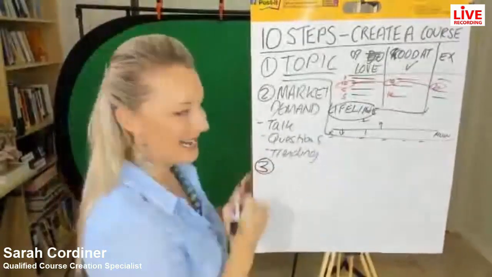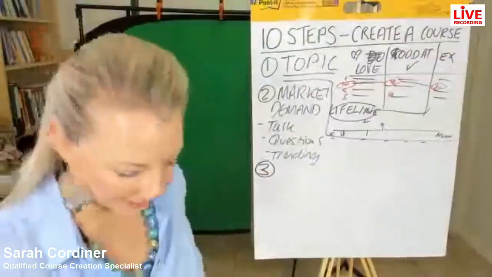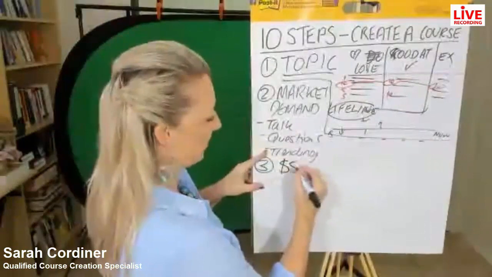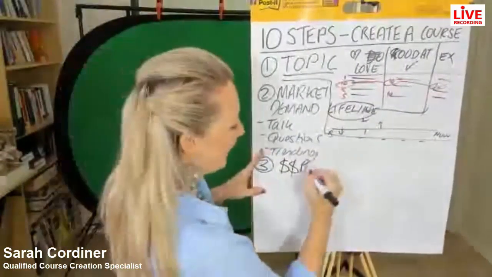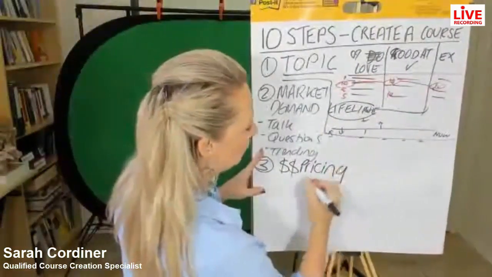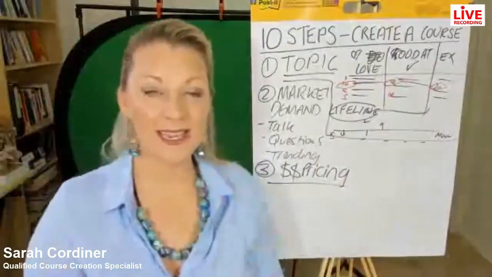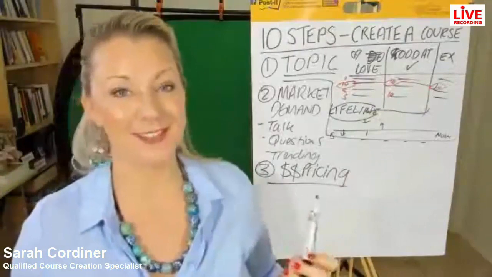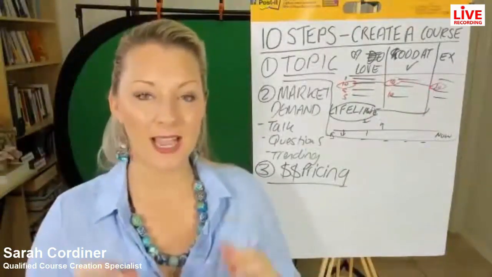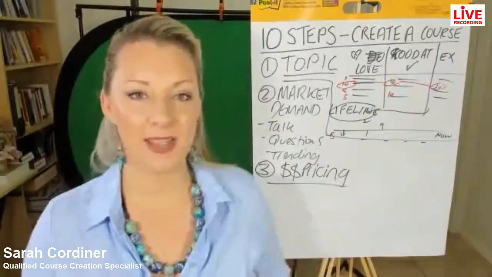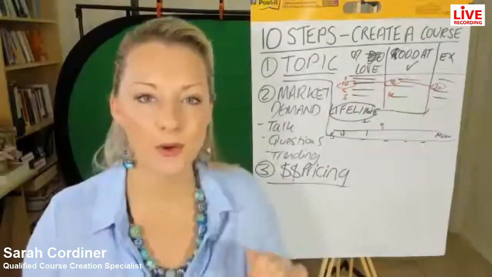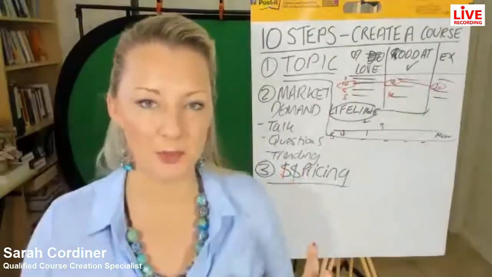Step number 3 for creating your online course is the money. Okay. This bit is all about pricing and your business model. So pricing is really a big question that a lot of people who are creating online courses ask. And the biggest piece of advice I can give here that I mentioned at the beginning is do not create your course in isolation from the rest of your business.